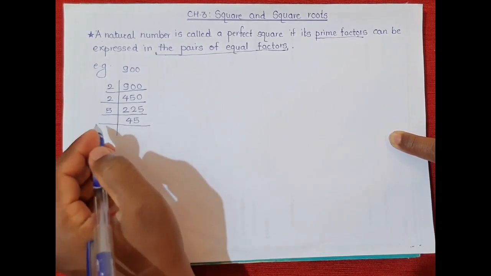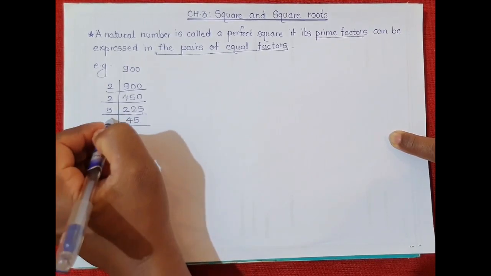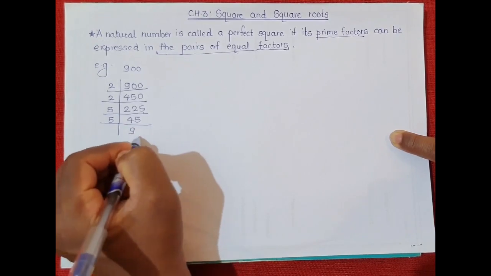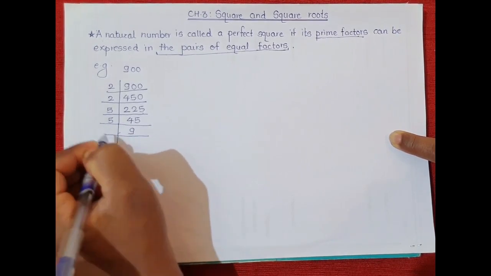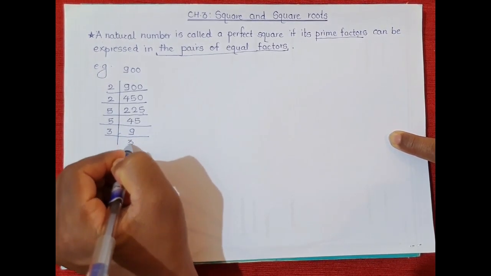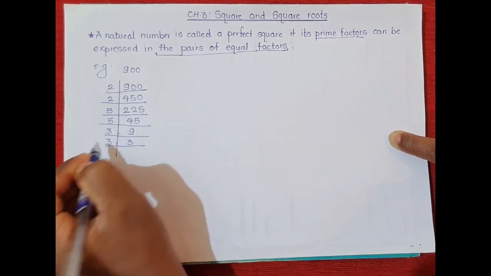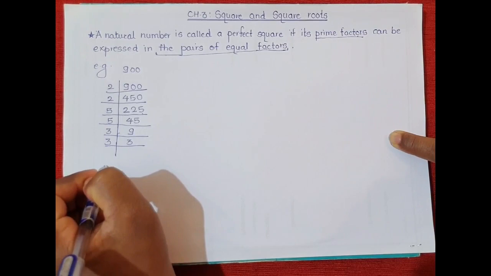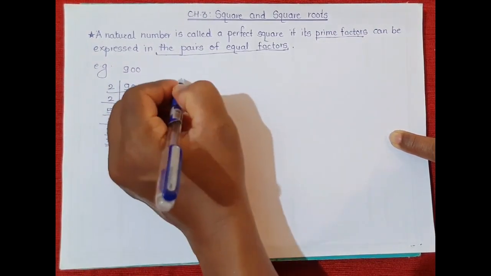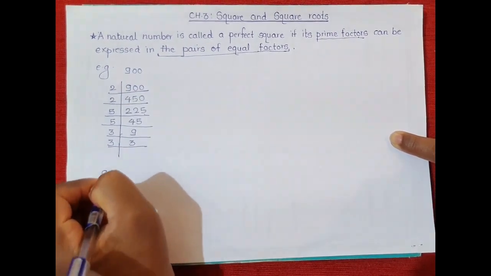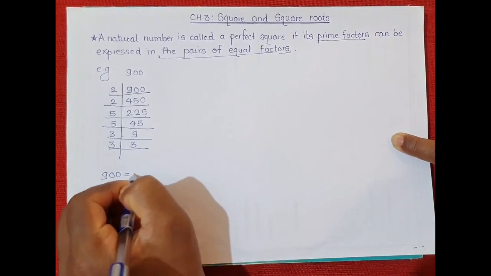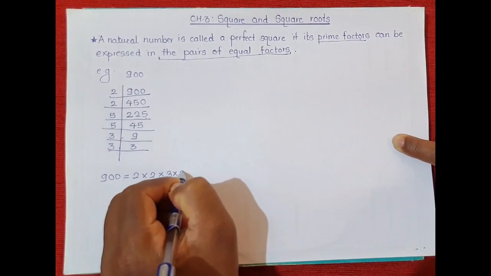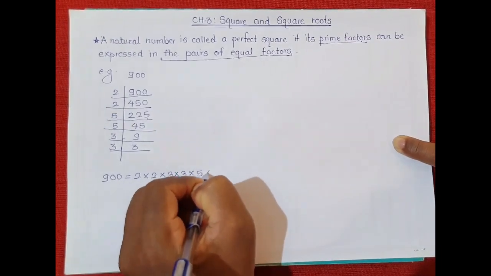Okay, now 45 is also divisible by 5. 5 9s are 45. Then 9 is divisible by 3, 3 3s are 9, and further 3 3s are 9. So now see, 900 can be written this way: 900 can be written as 2 into 2 into 3 into 3 into 5 into 5.